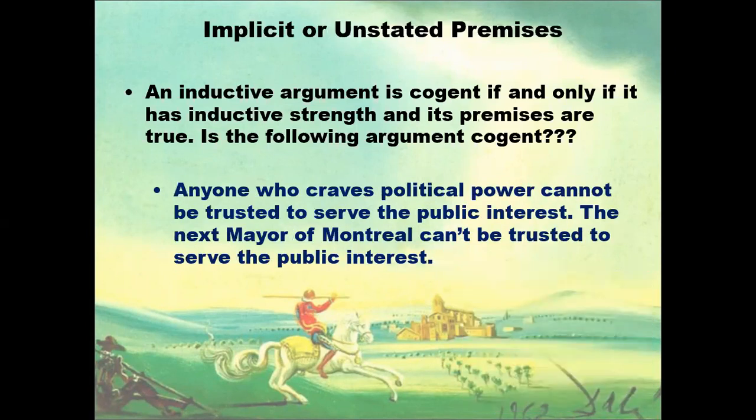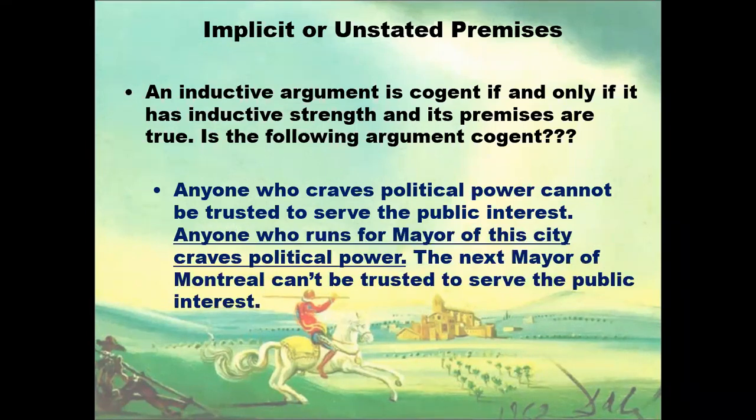There are some implicit premises that we have to be mindful of. Actually, let me make a point here very quickly. Anyone who craves political power cannot be trusted to serve the public interest. Therefore, the next mayor cannot be trusted to serve the public interest. So there's an implicit premise here, which is that anyone who runs for mayor of the city craves political power. That is not stated, and that's fine. It's implied. So we do this for conciseness.